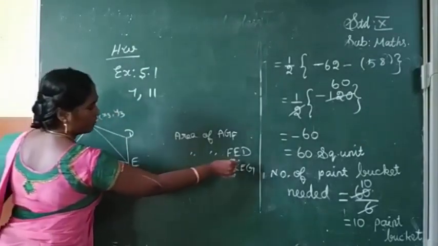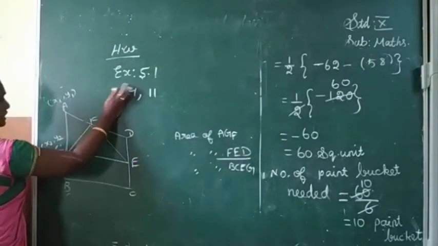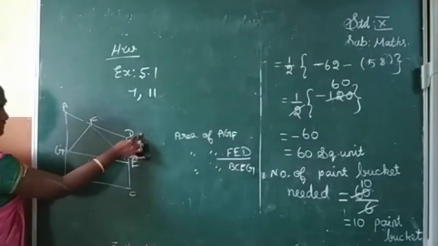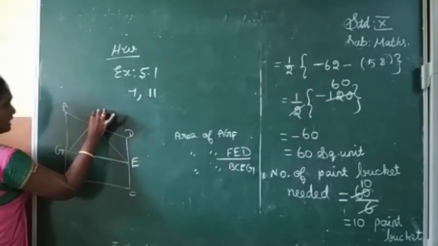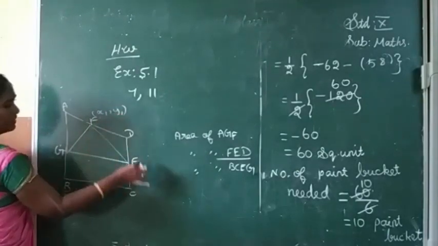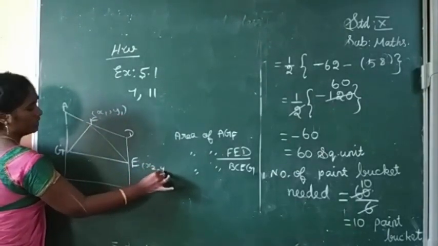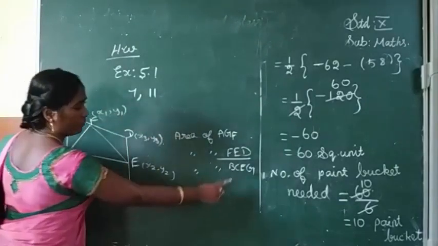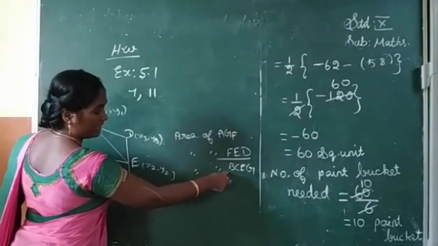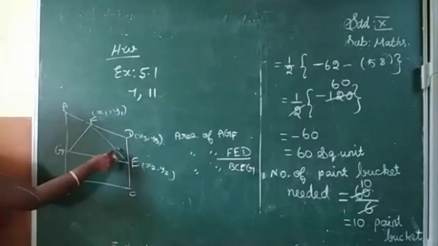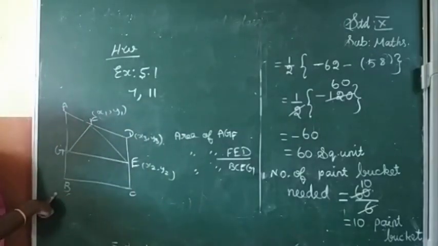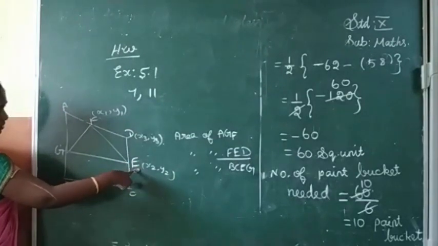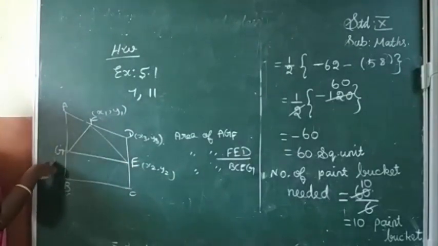Then they told you to find the area of FED. So you just leave this one. You take F, E, D. F is the first letter, so take F as x1, y1. E is x2, y2 and D is x3, y3. Then they told you to find the area of quadrilateral BCEG. So take B as x1, y1, C as x2, y2, E as x3, y3, then G as x4, y4. Thank you.